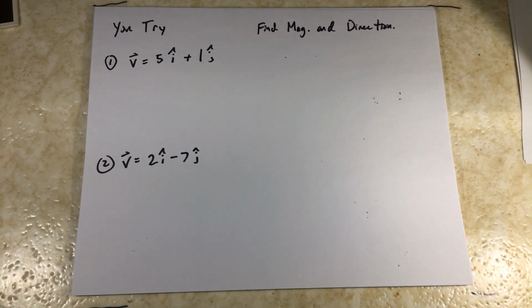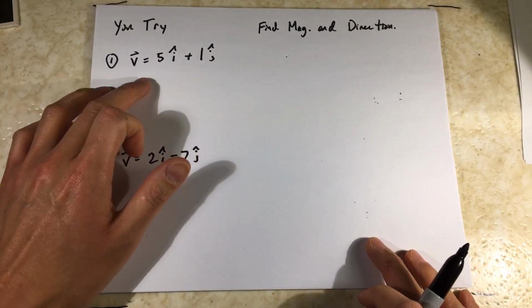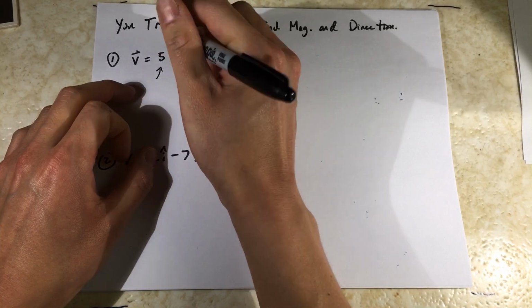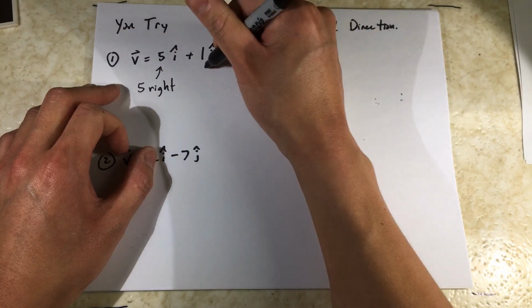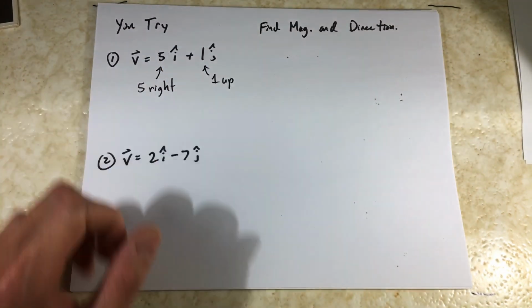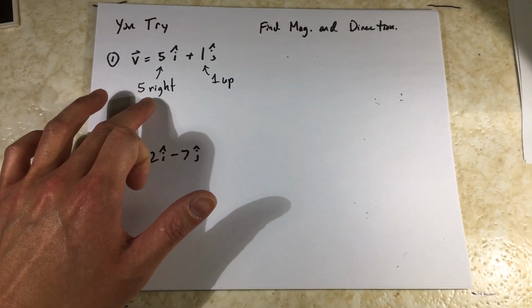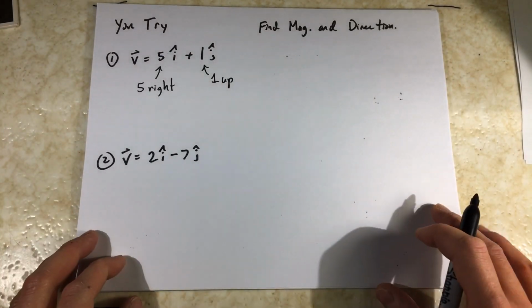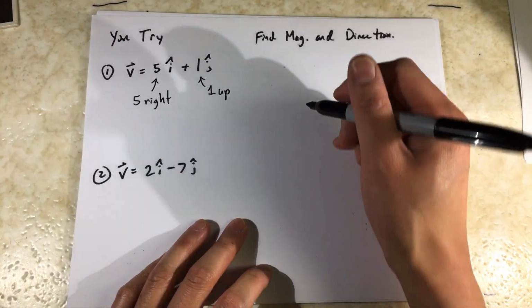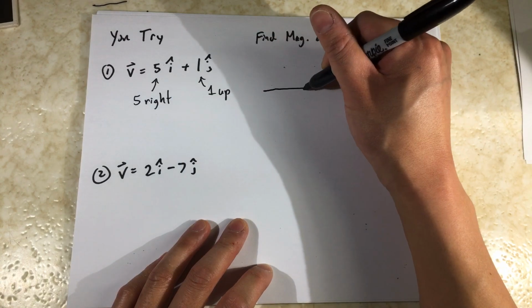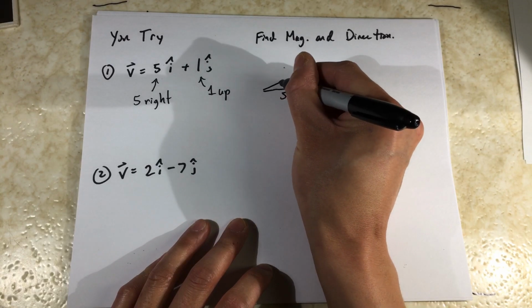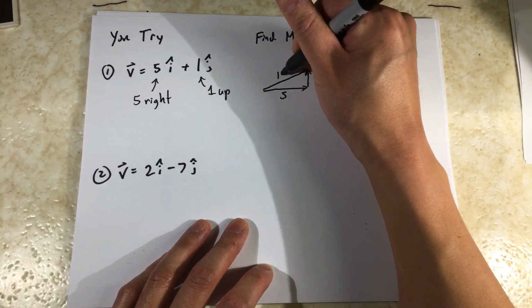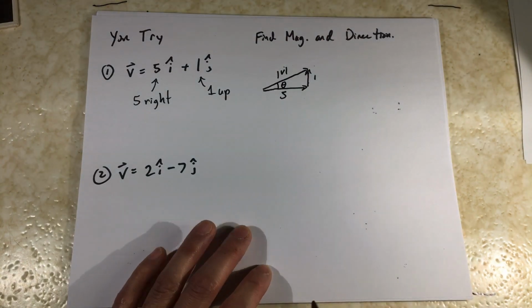I just realized I might have been... Oh, no, I think it's the same. All right, so let's do this one. This one is a much finer tip. So this is 5 to the right, and this is 1 up, because they're both positive. Positive in the x is to the right, positive in y is up. So I'm going to draw a triangle. I always draw the right-left part first. So that's 5. I go up 1. And that's my vector with a magnitude v and angle theta.